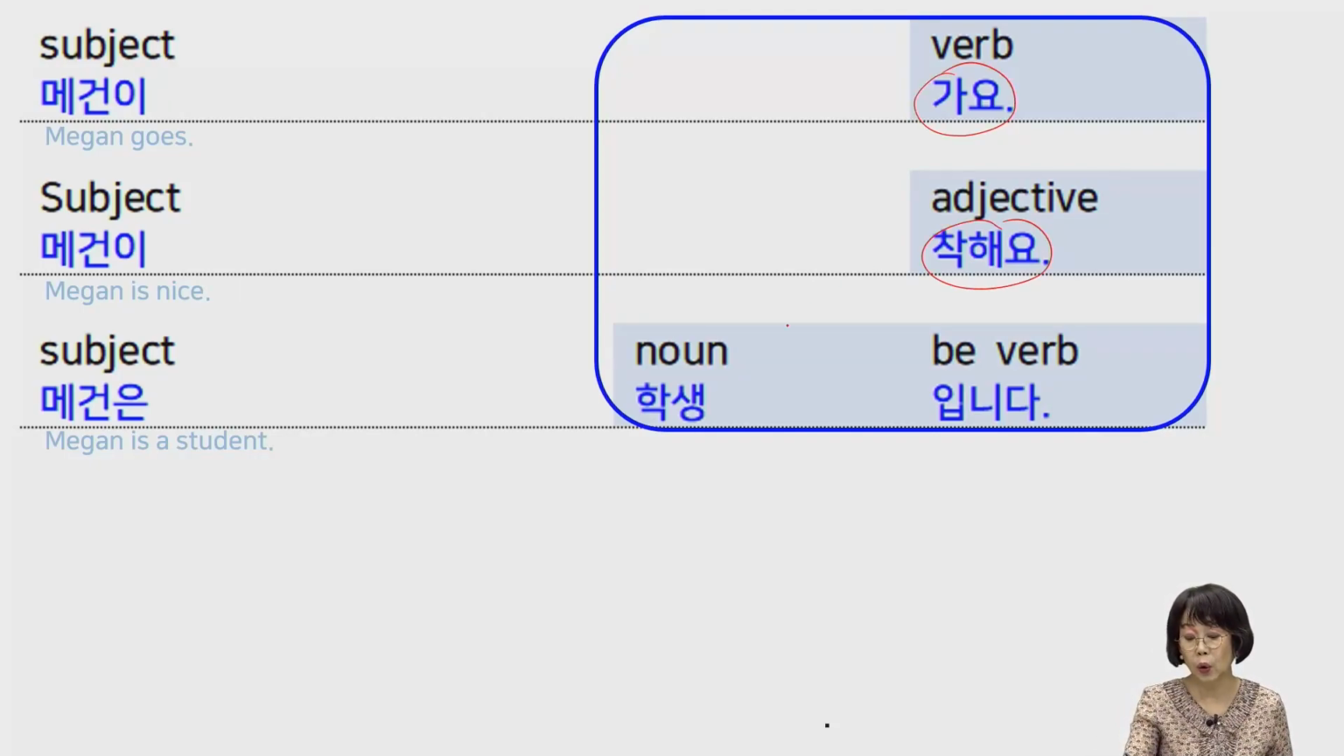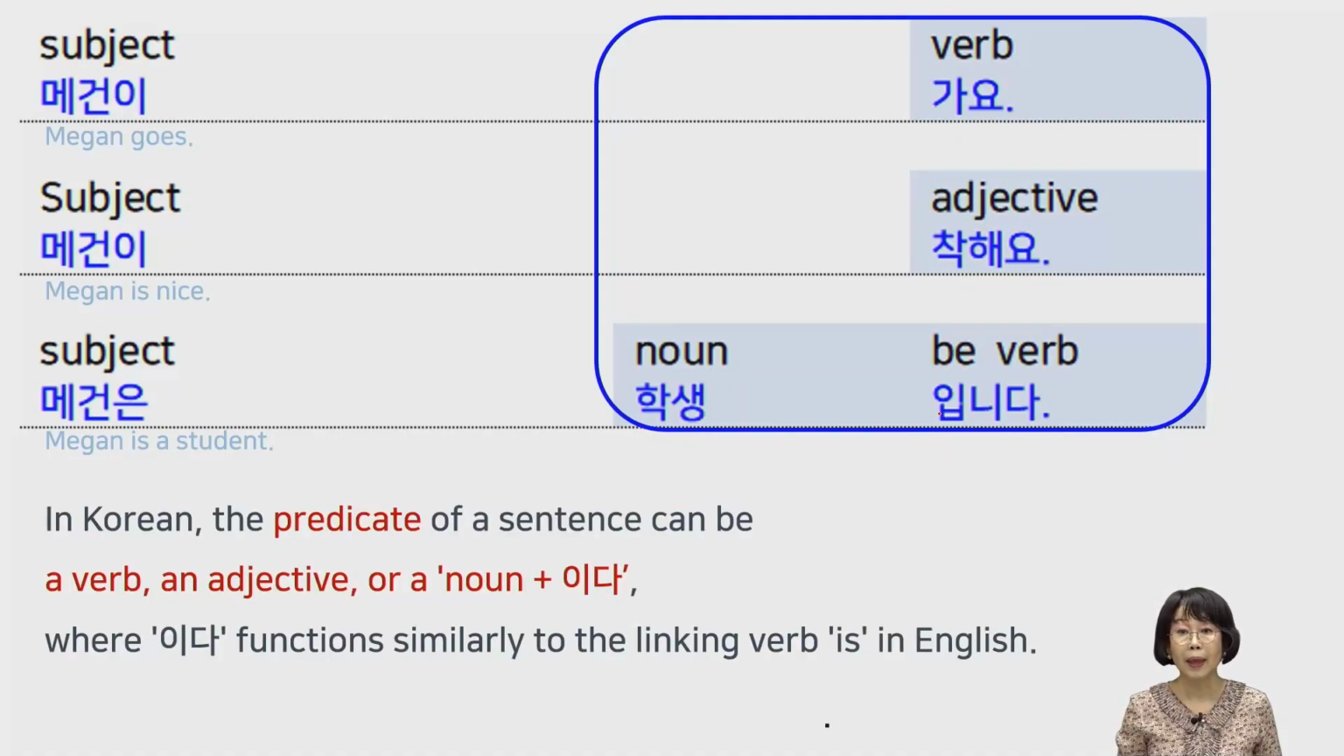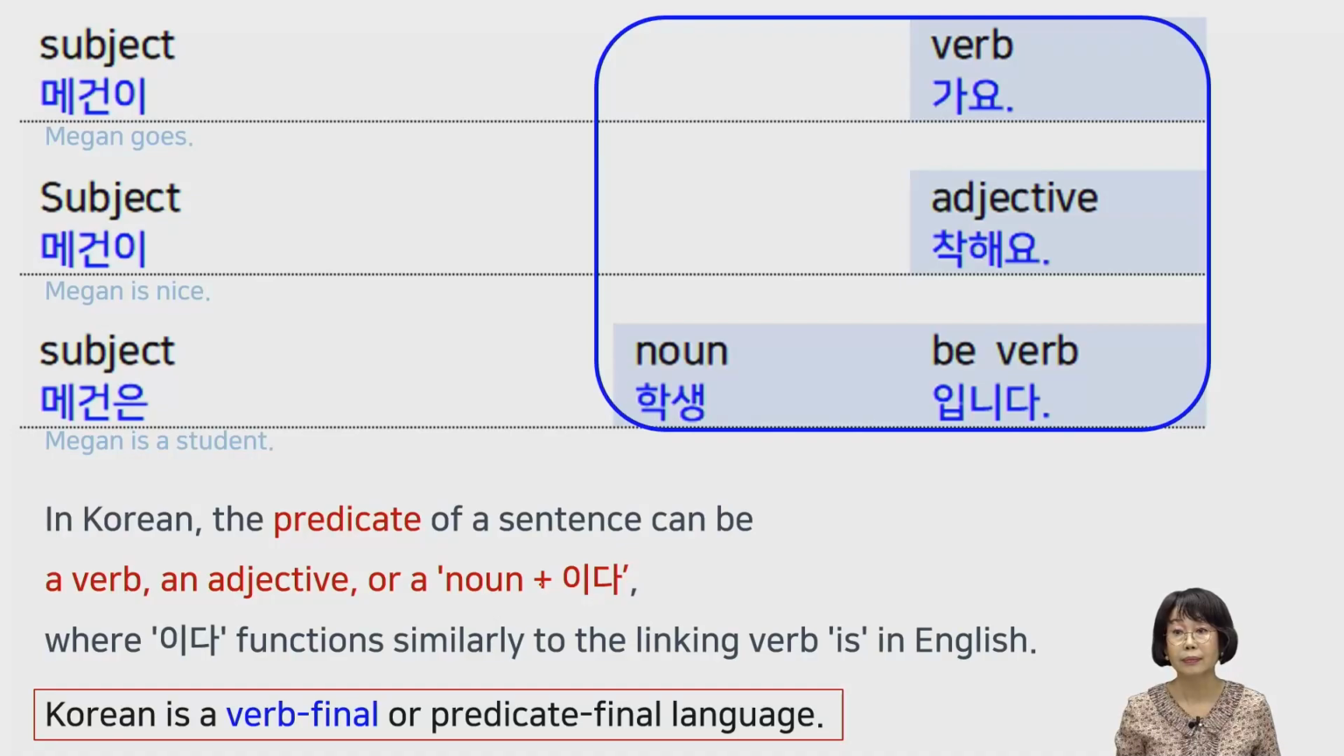가요, 착해요, 학생입니다. Verb, adjective, noun plus be verb. In Korean, the predicate of a sentence can be a verb, an adjective, or a noun plus ida, where ida functions similarly to the linking verb is in English. Ida, the base form, is ida. Anyway, Korean is a verb final or a predicate final language. Verb is in the end in a sentence.